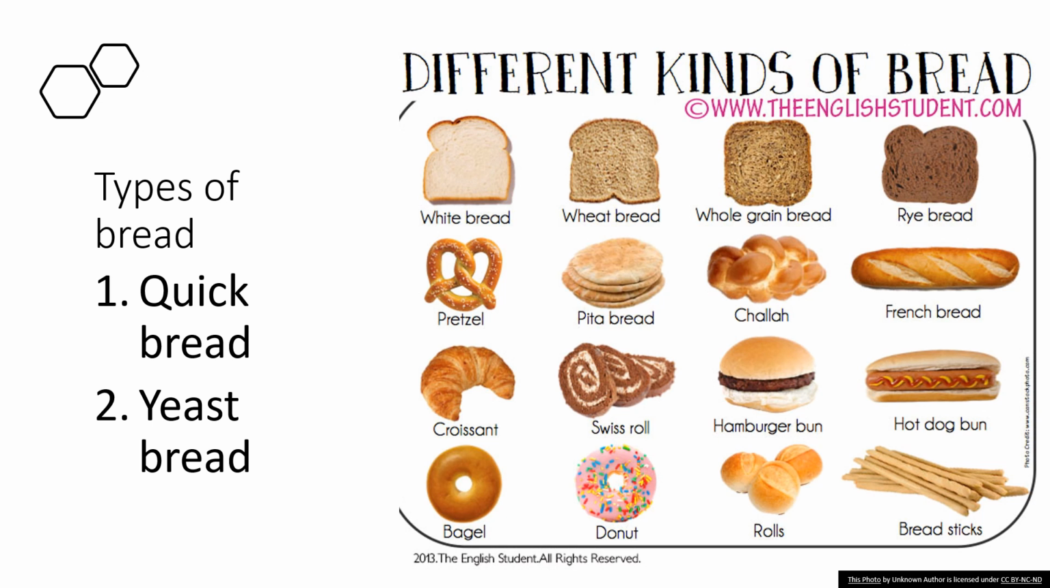Basically, there are two types of breads. They are quick bread and yeast bread. So ano ba yung similarities and differences? Paano ba natin malalaman kung ito ay quick bread or yeast bread? Pagka quick bread, ang ginamit na leavening agents ay baking soda and baking powder.